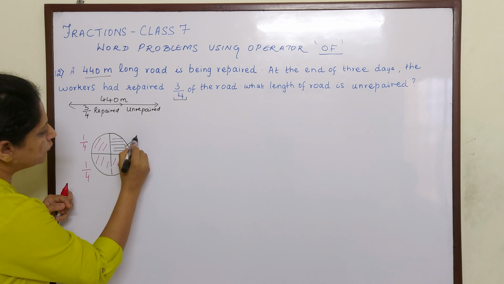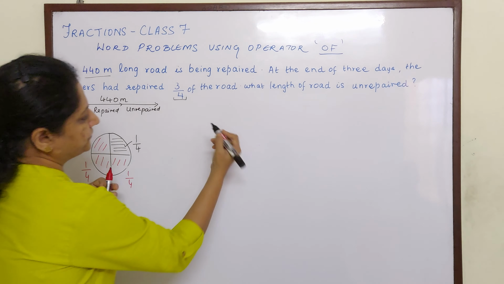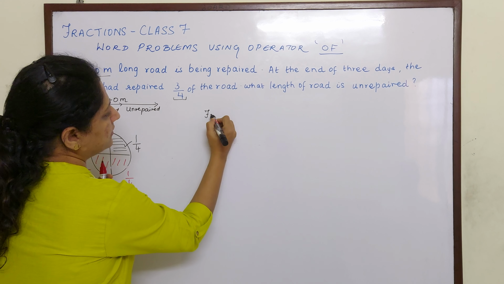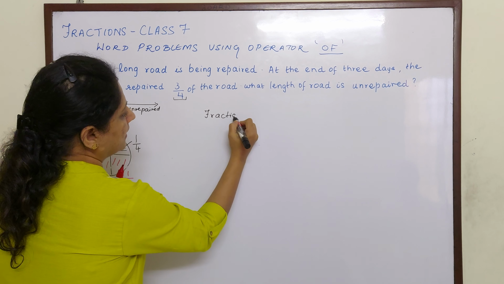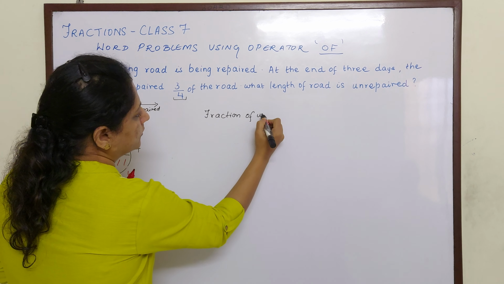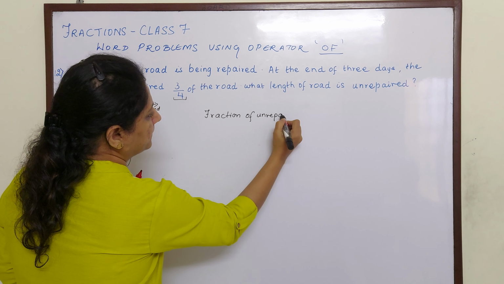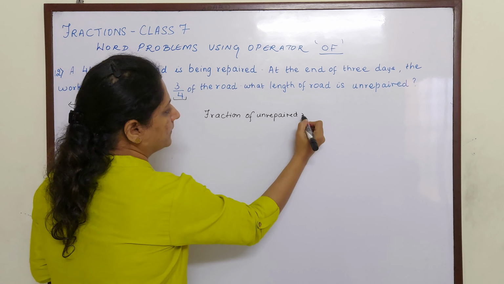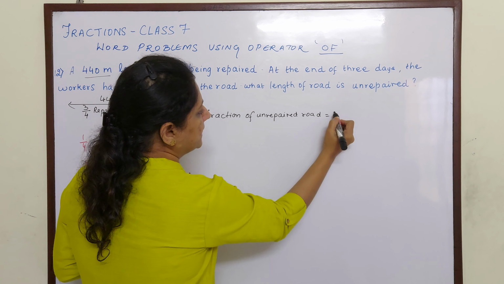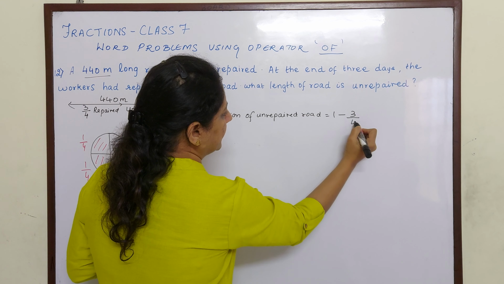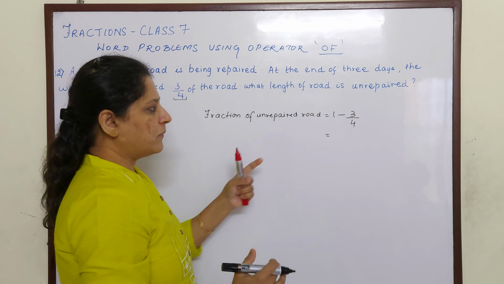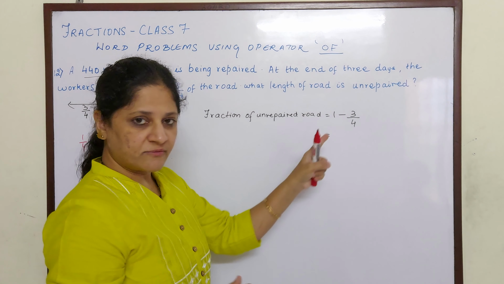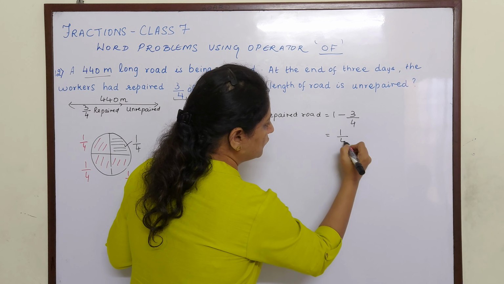So 1/4 is unrepaired. So we can write fraction of unrepaired road is equal to 1 minus 3/4. And why am I taking 1? Because this whole circle is 1. So if I subtract 3/4 from 1, my answer is 1/4.